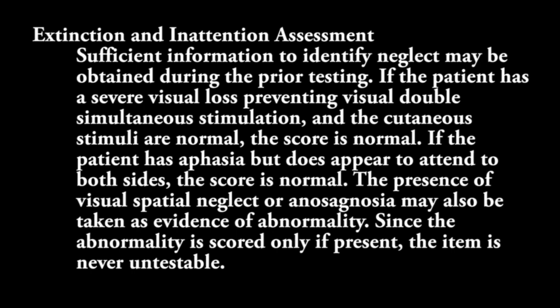Lastly, we move on to item 11, testing for extinction and inattention. Sufficient information to identify neglect may be obtained during the prior testing. If the patient has a severe visual loss preventing visual double stimulation and the cutaneous stimuli are normal, the score is normal. If the patient has aphasia but does not appear to attend to both sides, the score is normal. Presence of visuospatial neglect or anosognosia may also be taken as evidence of abnormality. Since the abnormality is scored only if present, the item is never untestable.